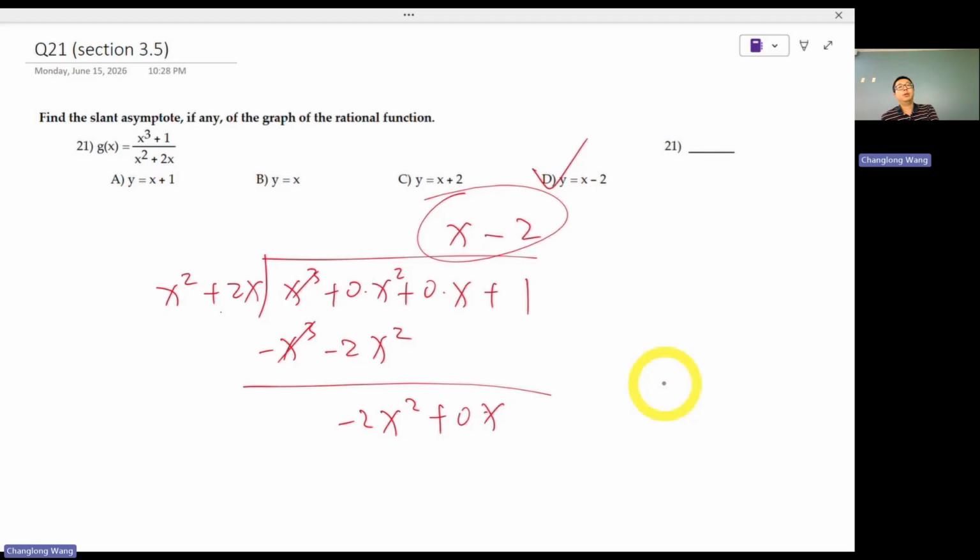So once you get a quotient, since you only need the linear term and a constant term, the linear term is not going to tell you anything. It's that additional constant term that tells you which slant asymptote it is. Okay.